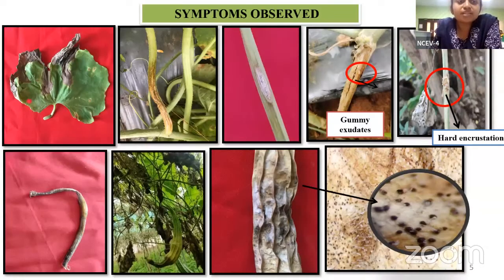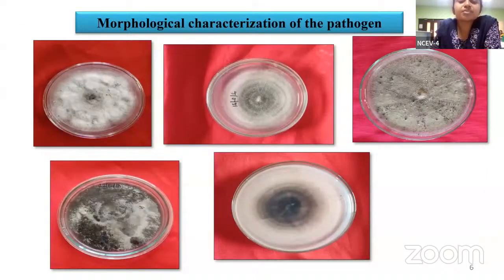We brought the infected tissues to the laboratory and conducted the characterization, and the pathogen was isolated on potato dextrose agar medium. We found that the pathogen grew dirty white to olivaceous green in color, and after a few days it turned gray, and finally black in color. When we see the reverse side of the Petri plate, the growth of the mycelium was observed to be radiating from the center in concentric rings.